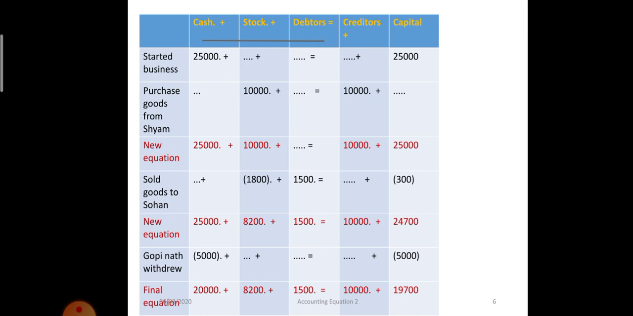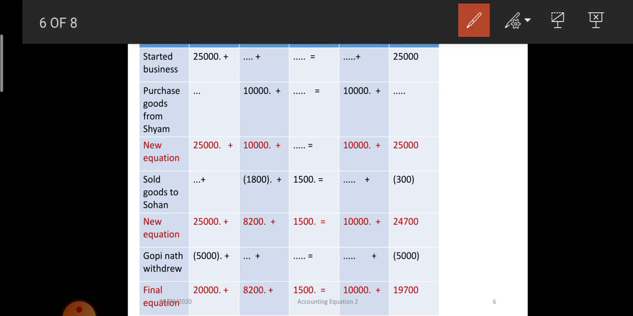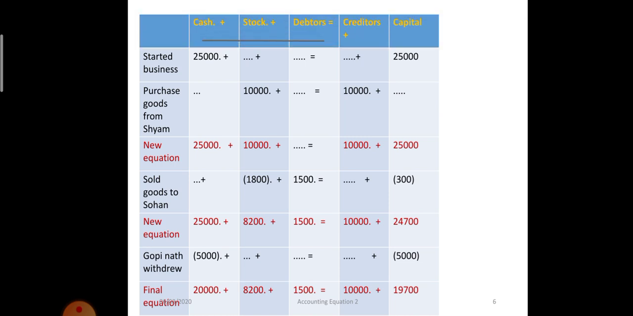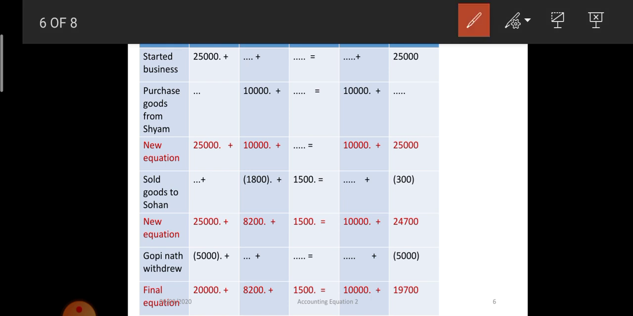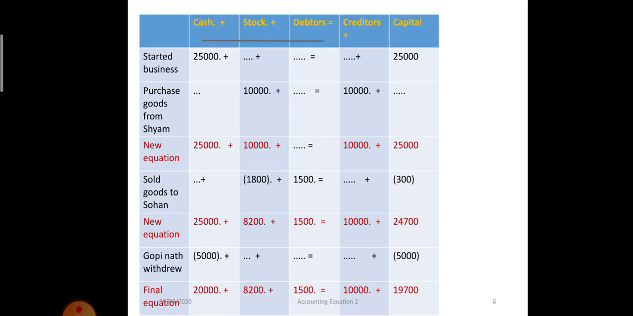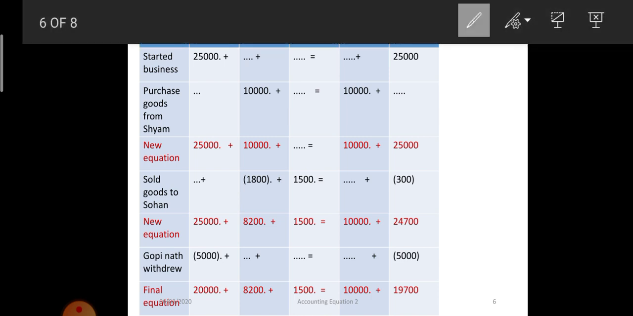Okay, now see, the left side, cash, then stock, okay, and then debtors. Okay, 3 points are there on the asset side, and on the liability side creditors and capital is there. So assets is equal to liability plus capital. Now the first transaction is started business with rupees 25,000. Cash will increase and capital will also increase. These are the two effects, cash and capital. Both the sides are equal.